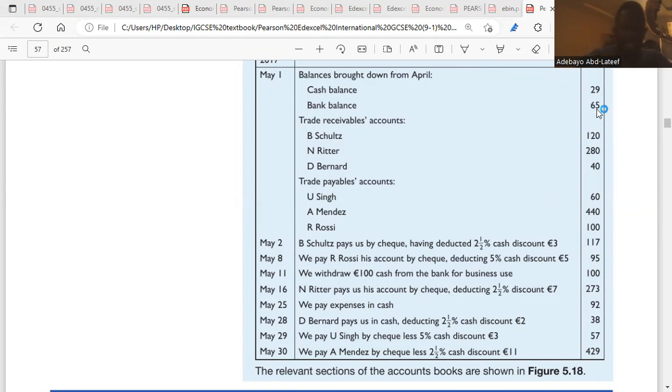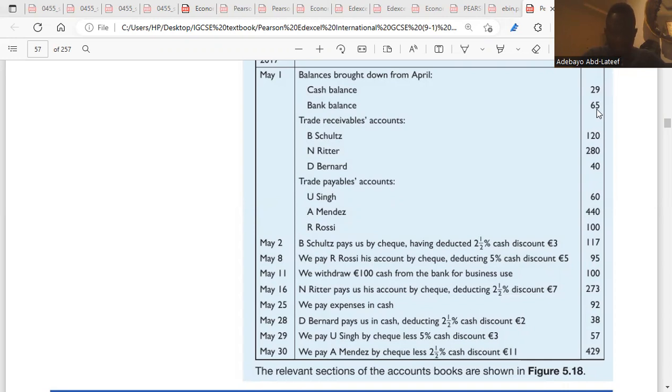Then trade receivables. When we talk about trade receivables, we're talking about our credit customers. Our credit customers are Schultz, Witter, and Bernard. We have 120, 280, and 40. All of these are going to be on the debit side of the cash book. Do you get it?